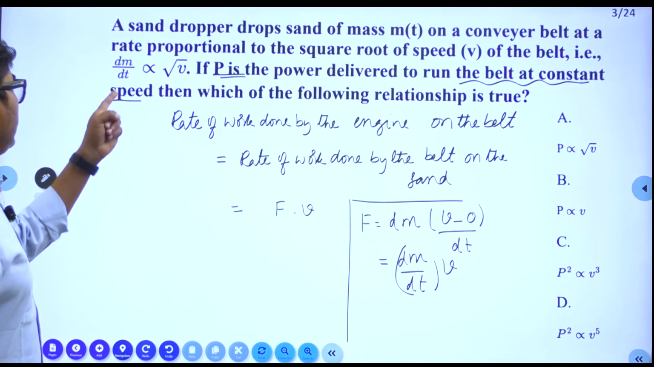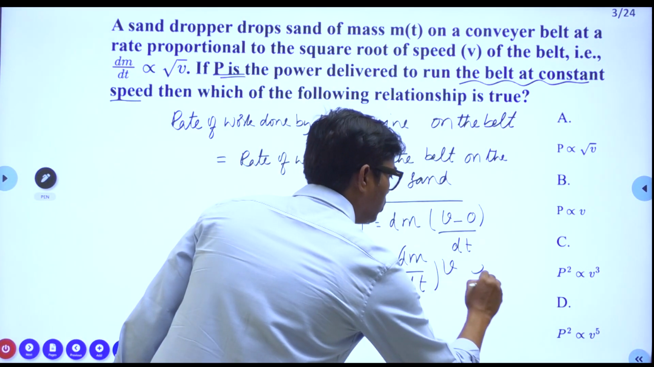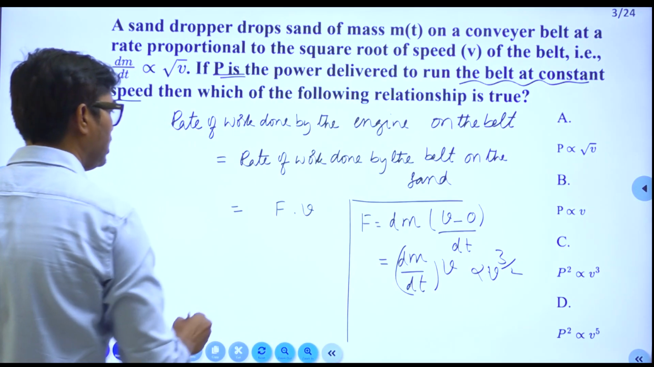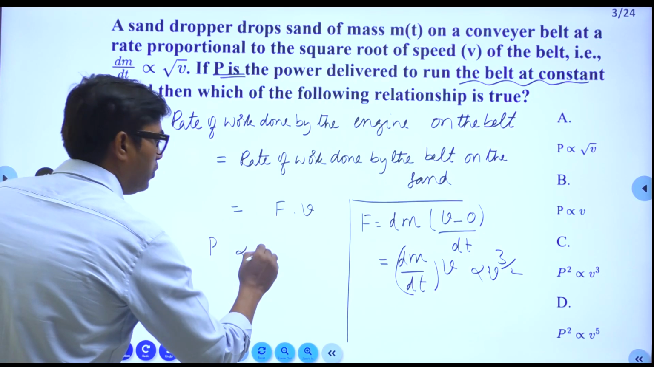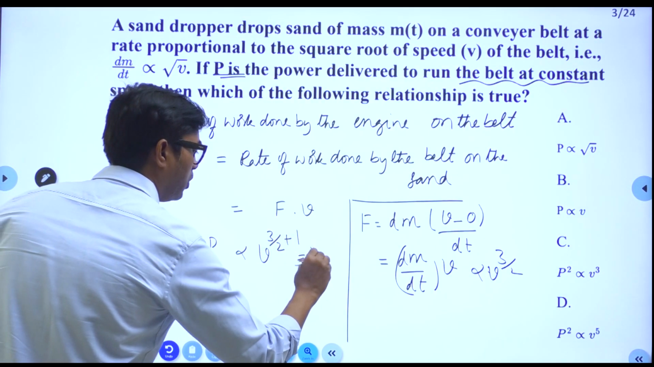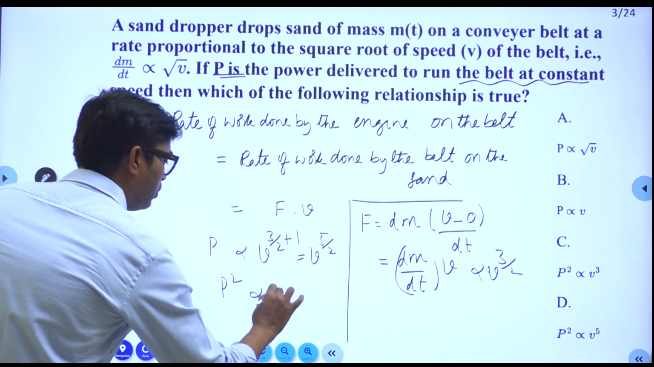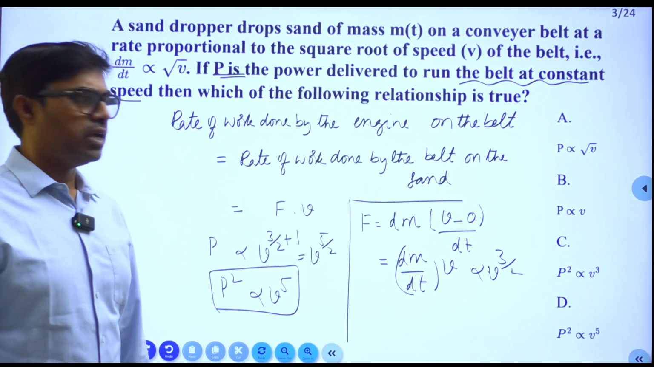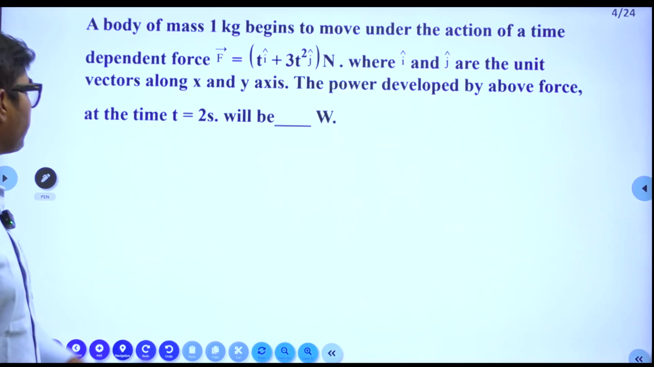Okay, and dm by dt, he is saying that it is proportional to root v. That means root v into v, it is proportional to v power 3 by 2. If I substitute it here, you see that power will be proportional to v power 3 by 2 into v, that is going to be v power 5 by 2. Otherwise P square is proportional to v power 5. So that's the answer we have. It's a nice problem and I hope you understood that. Now let's move on to the next problem there.